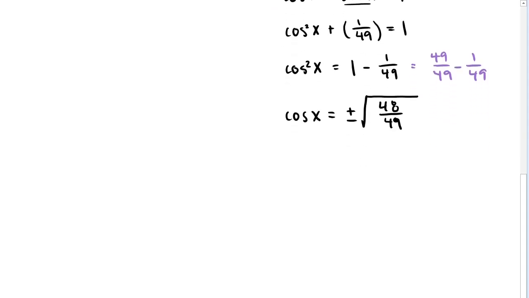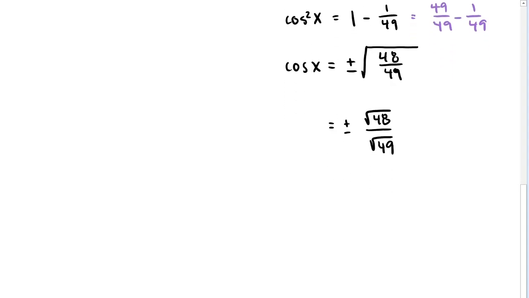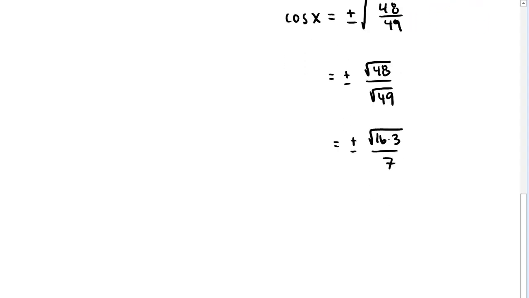And so here we can break apart square roots along the division symbol, right? So here this comes out to be the square root of 48 over the square root of 49. We can also break apart square roots along multiplication. So this is plus or minus square root of 16 times 3 over 7. And we can write this as plus or minus the square root of 16 times the square root of 3 all over 7. So that's 4 square root 3 over 7. Or we can break apart this square root along the multiplication. So we have square root of 16 times square root of 3. And square root of 16 is just 4.